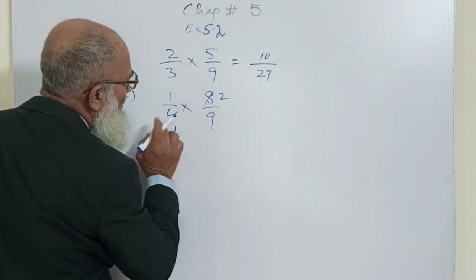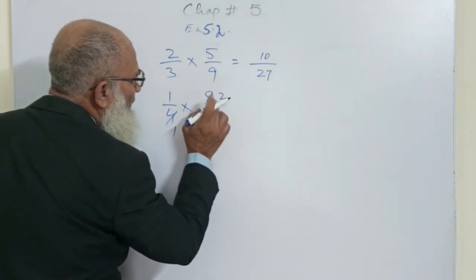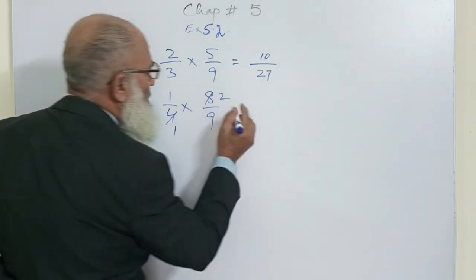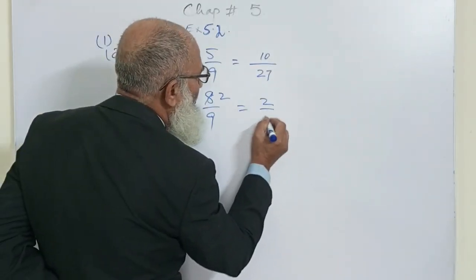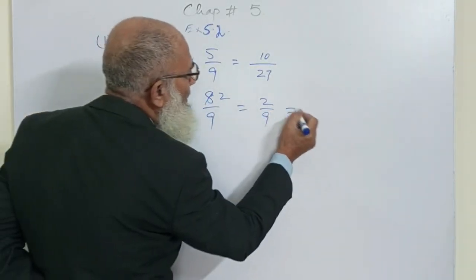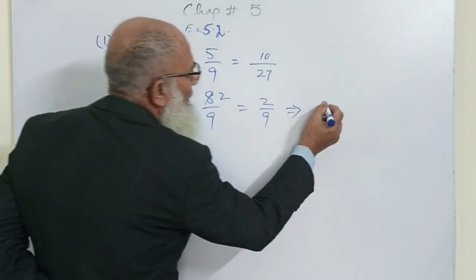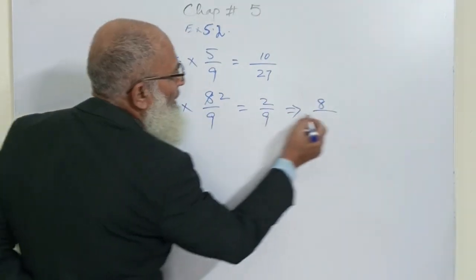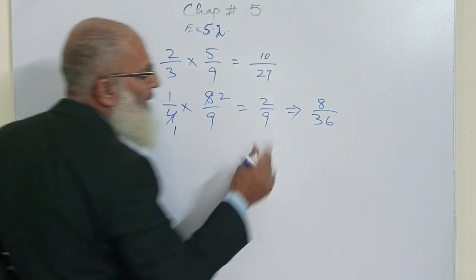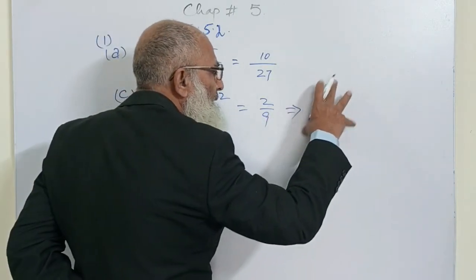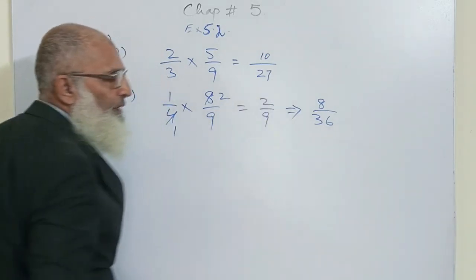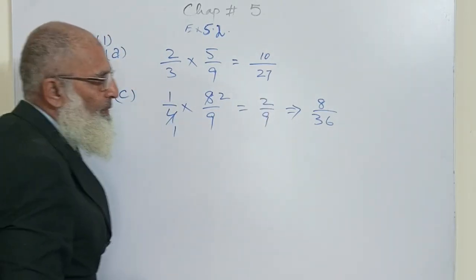You see that we have simplified this 8 with this 4. This is valid and this is allowed. So we come up with only this one. And if we go for the direct multiplication, it will become 8 divided by 36. Now, by evaluating, this answer will appear. But by simplifying, this answer will appear.